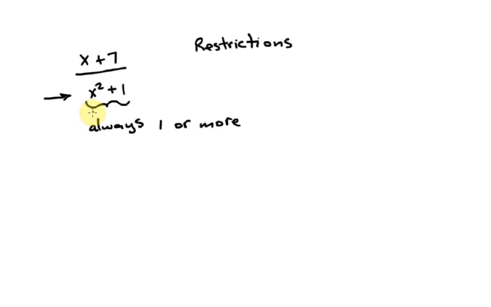If I tried to stuff in, say, -1, it would get squared, be positive 1 plus 1, so that's going to be a 2. If I tried to plug in a 0, 0 squared plus 1, that's going to be 1. In fact, you're never going to get a number smaller than 1. So restrictions, there are none. All kinds of stuff can happen.